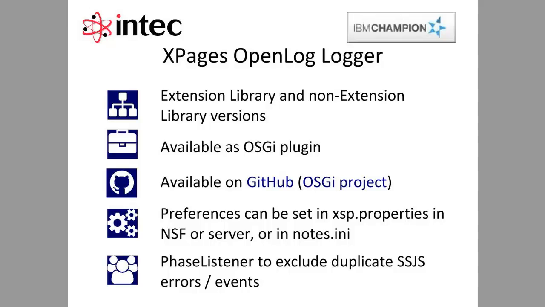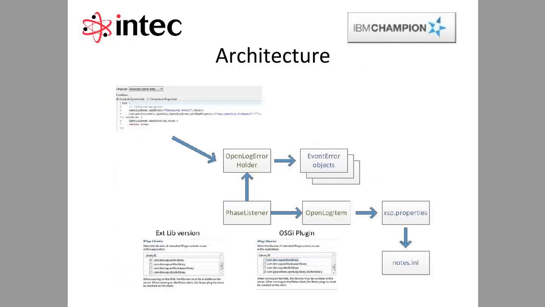So those are some of the areas that I've enhanced with the XPages OpenLog logger. We've also got extension library and non-extension library versions. It's available as an OSGI plugin. It can be downloaded from GitHub. Preferences can be set either in the XSP.properties or the notes ini. And we've got a phase listener that runs to exclude any duplicate events.